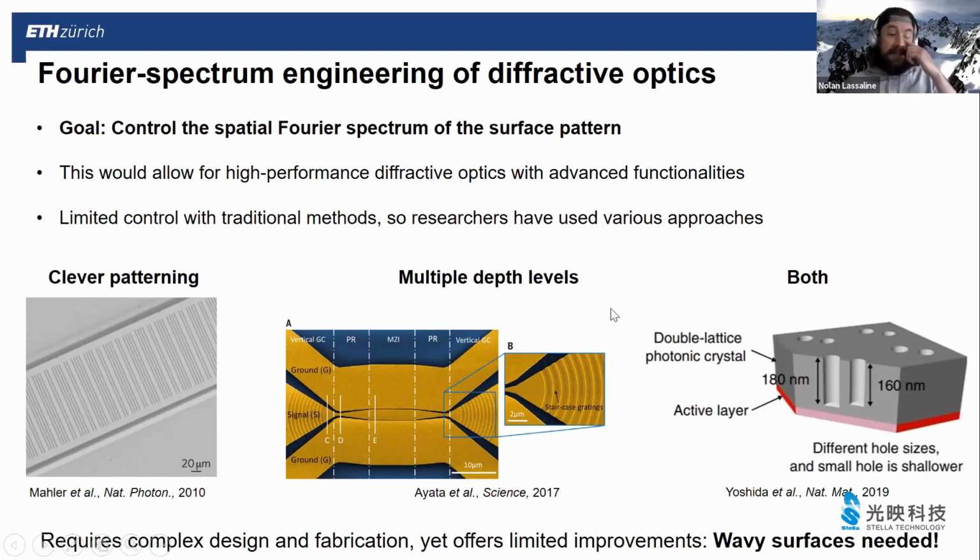And the thing that we notice is that the design, and especially the fabrication, of these surfaces is quickly getting more and more complex, but it still doesn't really solve the problem that we're trying to tackle, and that is controlling the Fourier spectrum. And in order to do this, simply speaking, we would just need to be able to make wavy surfaces.